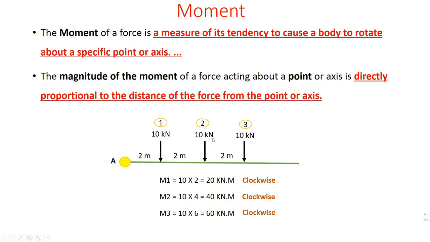Now consider this 10. The distance of force 1 from A is 2 meter. So the moment is less. As the distance increases from A point, the magnitude of moment also increases. So the moment is directly proportional to the distance of that particular force from your reference point. Right? I hope it's clear.